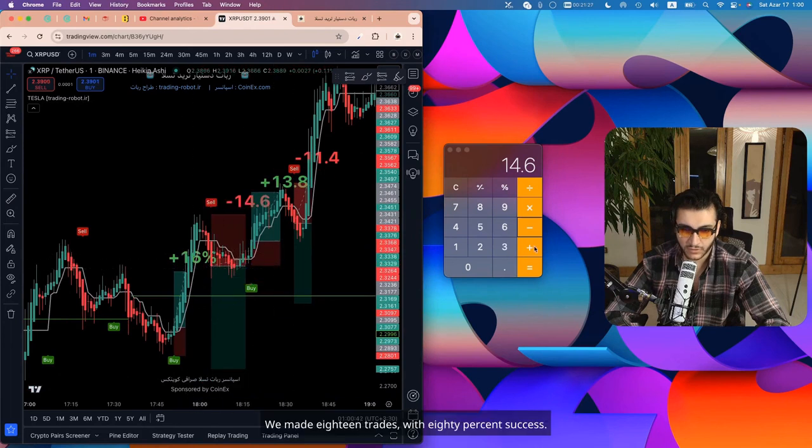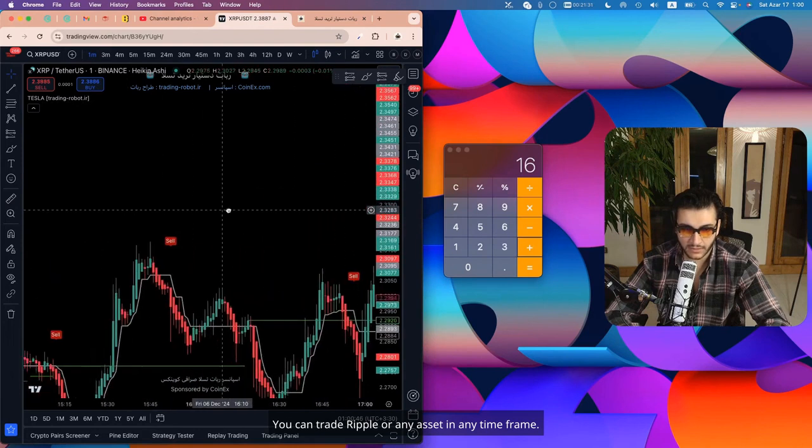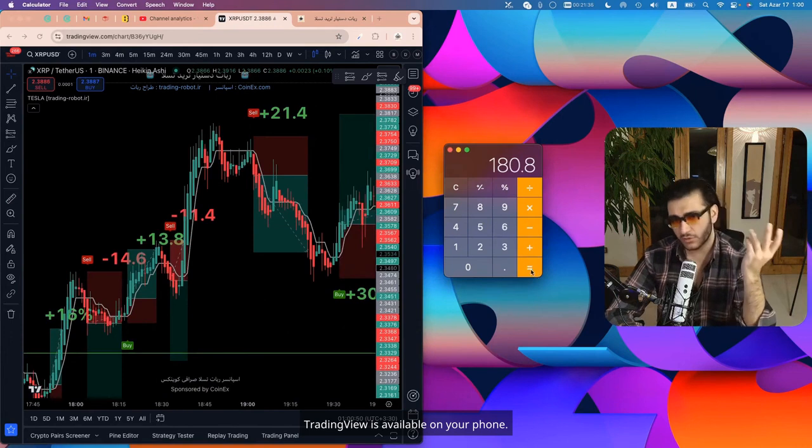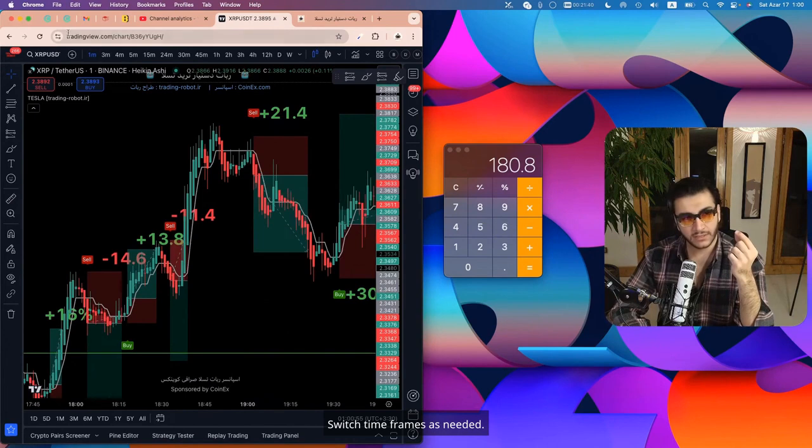We made 18 trades with 80% success. You can trade Ripple or any asset in any time frame. TradingView is available on your phone. Let's check Bitcoin. Buy or sell. Switch time frames as needed.